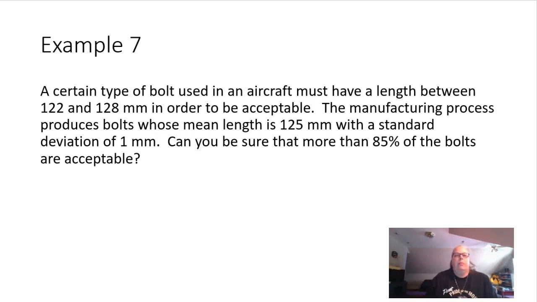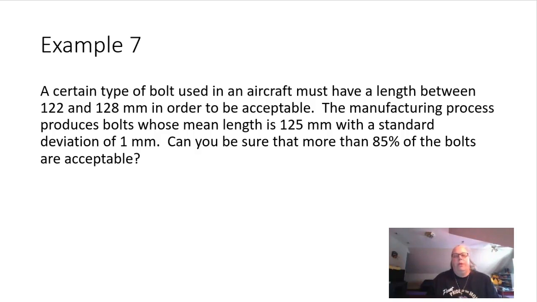Example 7. A certain type of bolt used in an aircraft must have a length between 122 and 128 millimeters in order to be acceptable. The manufacturing process produces bolts whose mean length is 125 millimeters with a standard deviation of 1 millimeter. Can you be sure that more than 85% of the bolts are acceptable?